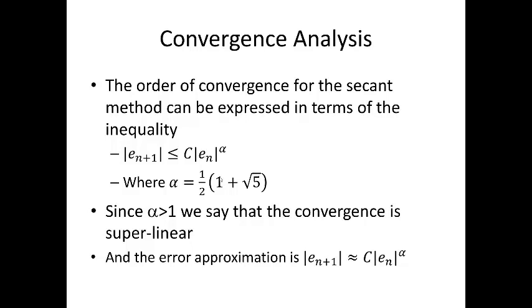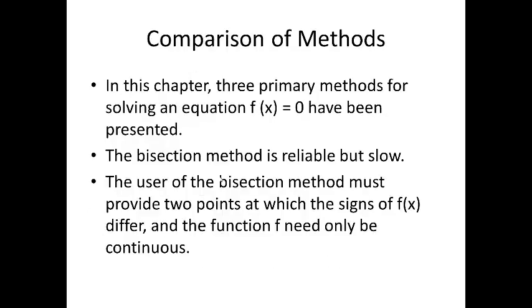Let's take a look at the comparison between the different methods we explored in Chapter 3. In this chapter we looked at three primary methods for solving an equation of the form f of x equals 0, and the first of these was the bisection method. It's reliable and pretty easy to code, as you found out, but it is a bit slow, and you also have to provide 2 points where the function takes on opposite signs. The function also needs to be continuous, but most of our functions need to be well behaved.